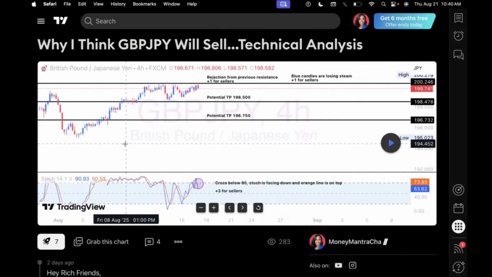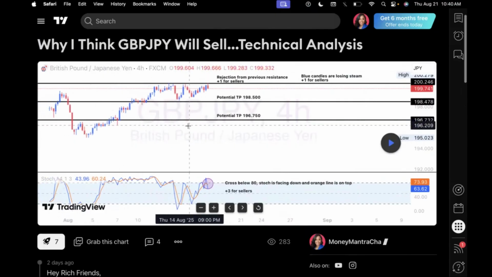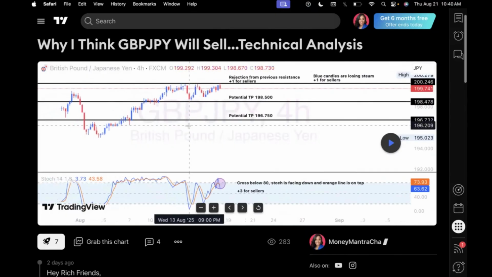Now, for this trade, I decided to sell after going through my confirmation checklist. This is the same process that I follow for every single trade. And I always tell people, if you don't have a process and you're looking for one, you can always just copy mine, because it's very straightforward.